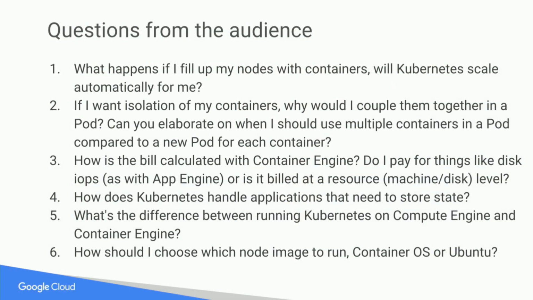Okay, so the fourth question is, how does Kubernetes handle applications that need to store state? This is a great question, because Kubernetes has a feature called stateful sets, and that's really how we handle applications that need state. If you remember from the demo, we saw my pod running, and the identity of the pod was like hello node, with what looked like random characters after that. So that's the identity of the pod itself.